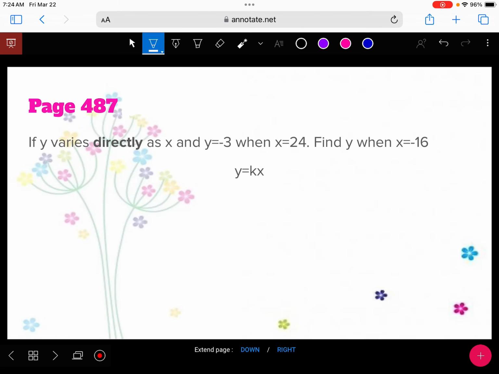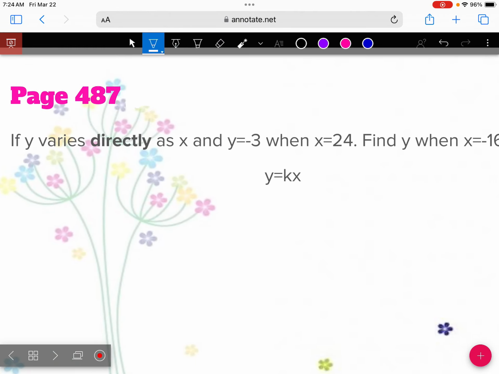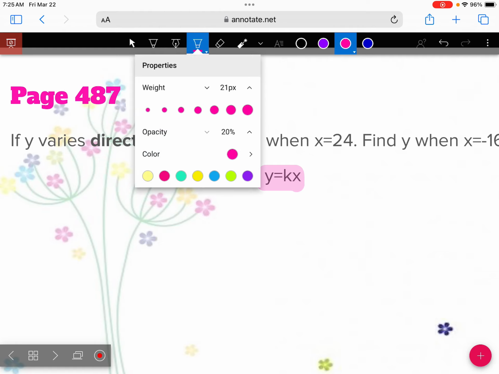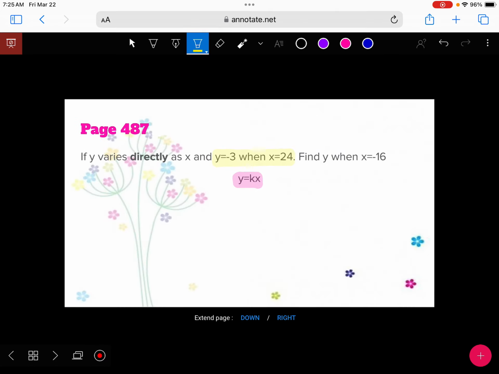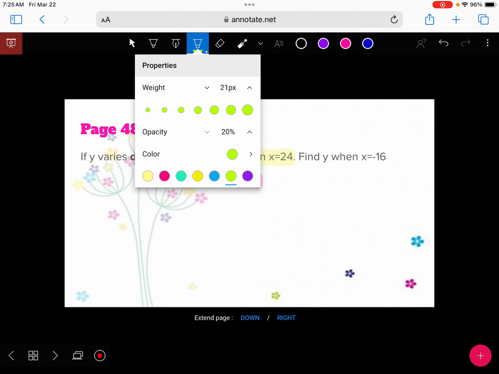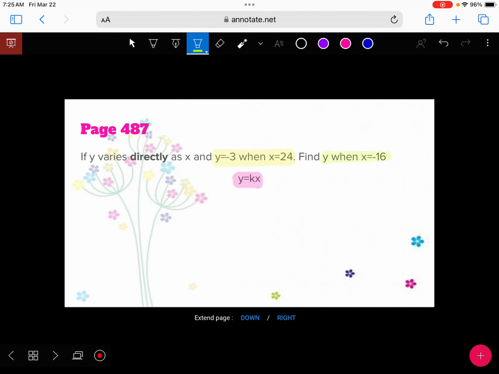All right, so here's going to be our first example of a problem. It says if y varies directly as x, means we know we're going to use our direct variation. This is the equation we just wrote for varies directly. And we know that y equals -3 when x is 24. So we're told this information. We are asked to find y when x is 16.